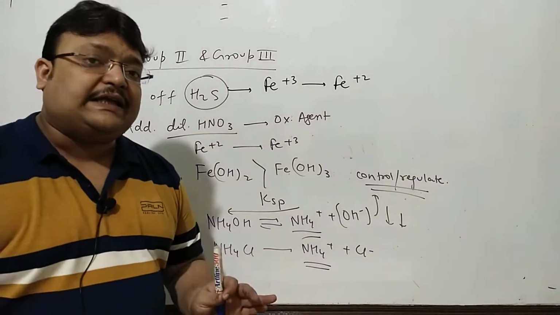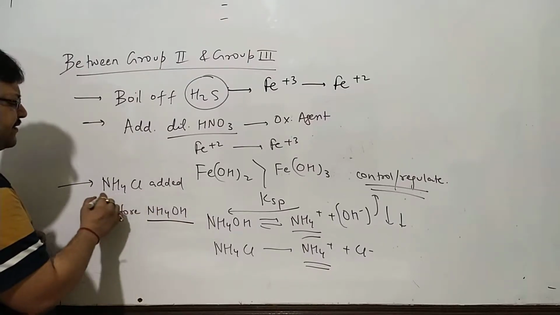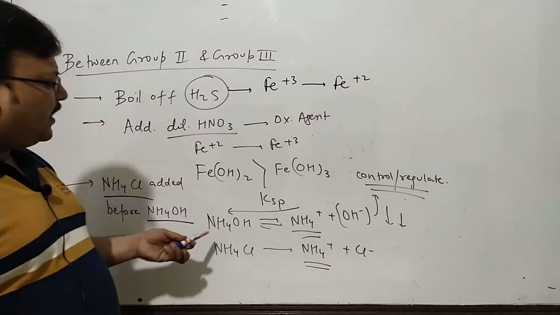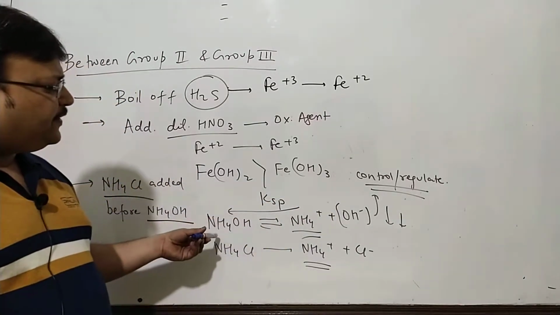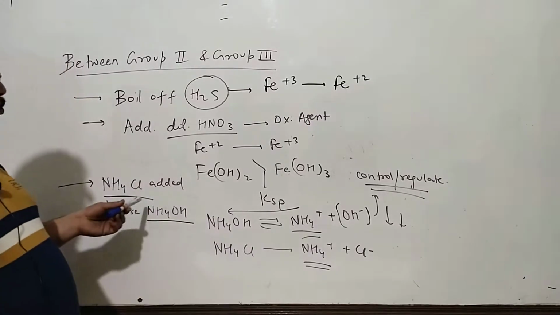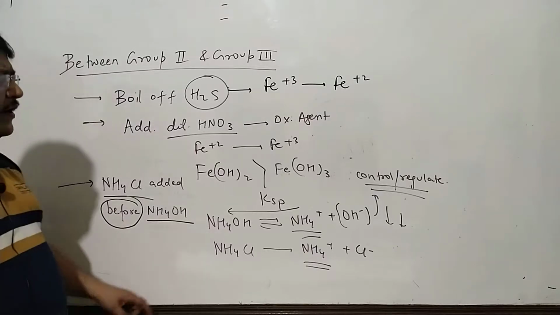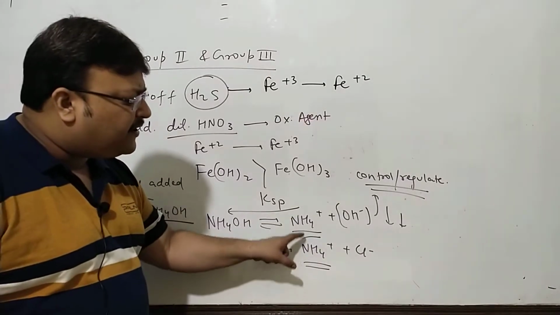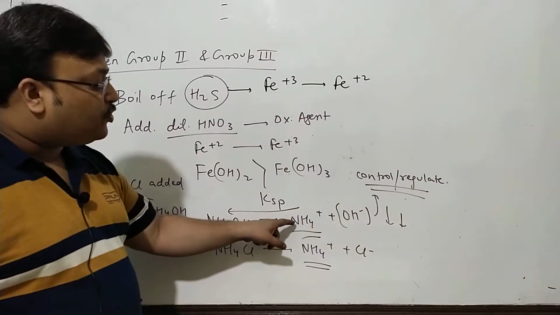Now the group 3 reagent: ammonium hydroxide in the presence of ammonium chloride. Same stuff, common ion effect. Ammonium hydroxide, NH4+ and OH-, reversibility, weak base, weak electrolyte. You add ammonium chloride before ammonium hydroxide. Ammonium chloride, because of common ion effect, strong electrolyte, weak electrolyte, common ion, is like adding a product to this equilibrium.